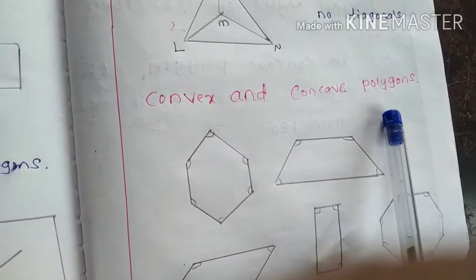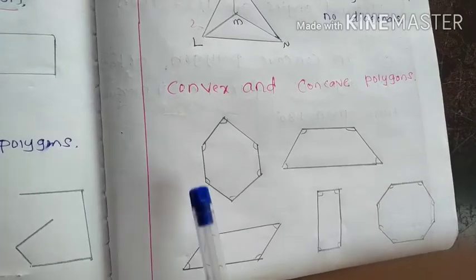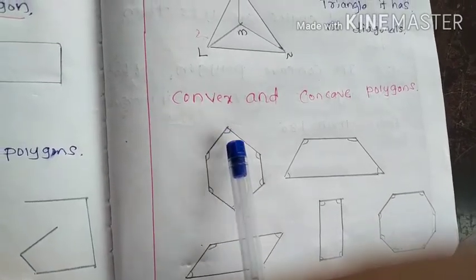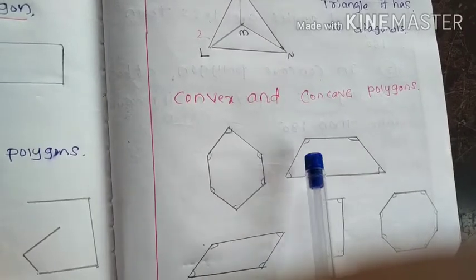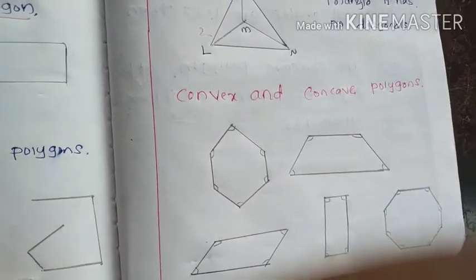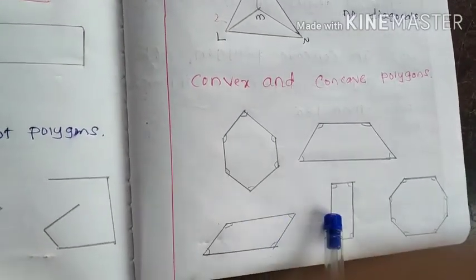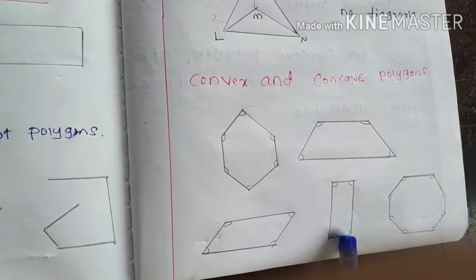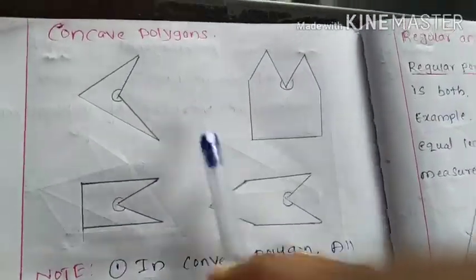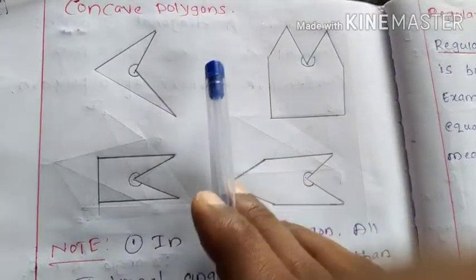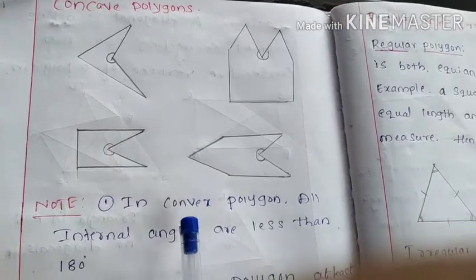Convex and concave polygons. So these are some convex polygons here, because their interior angles are less than 180 degrees. Okay, these are convex polygons. Interior angles must be less than 180 degrees. Okay, so next one, concave polygons. So these are some concave polygons.